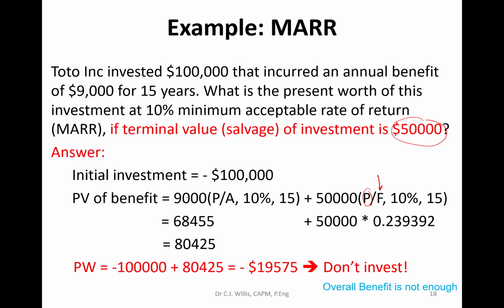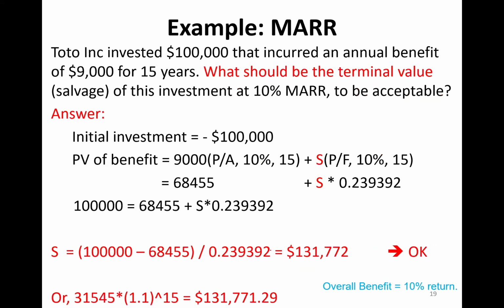So this is the annualized benefit, already annualized. You can also annualize if you wish to, but I'm converting the future dollar to present value, and the overall present value is 80,000. Still not good. Even with the terminal value, it is not good.